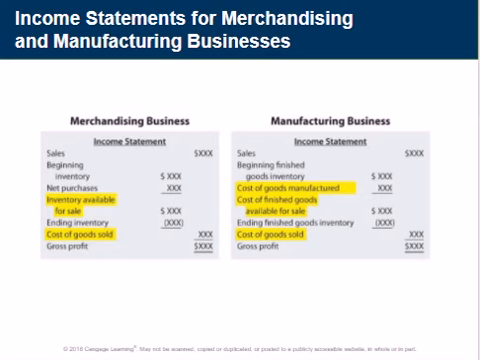and a manufacturing business, both have sales, but they're listing their inventories a little differently. So for a merchandising business, we have the inventory that's available for sale and our cost of goods sold account. But when we look at our manufacturing business, now we have cost of goods manufactured, cost of finished goods that are available for sale, and cost of goods sold.